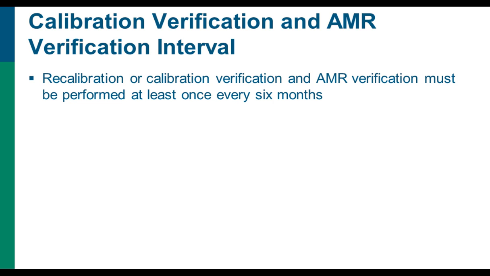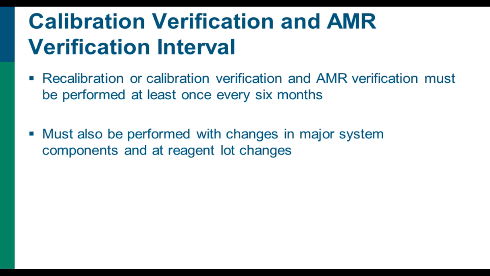As far as the interval or how often you have to do this, calibration verification and AMR verification must be performed at least once every 6 months. So if you can on your instrument store a standard curve, you can store it for up to 6 months or longer if your calibration verification is successful. You also must perform calibration verification and potentially AMR verification when there's any changes in major system components. So if you have an engineer come in and replace a part, for example, and also at reagent lot changes.